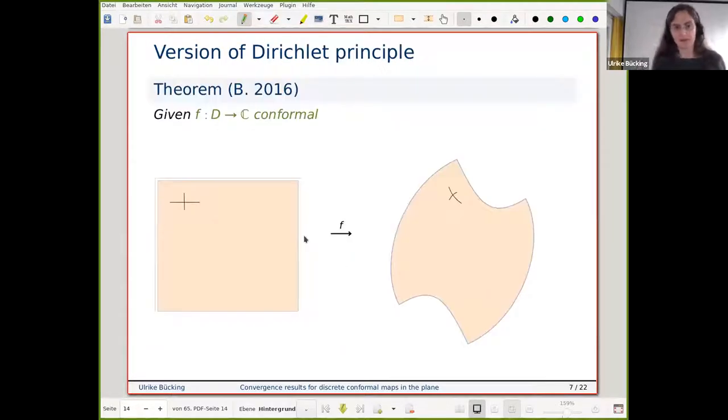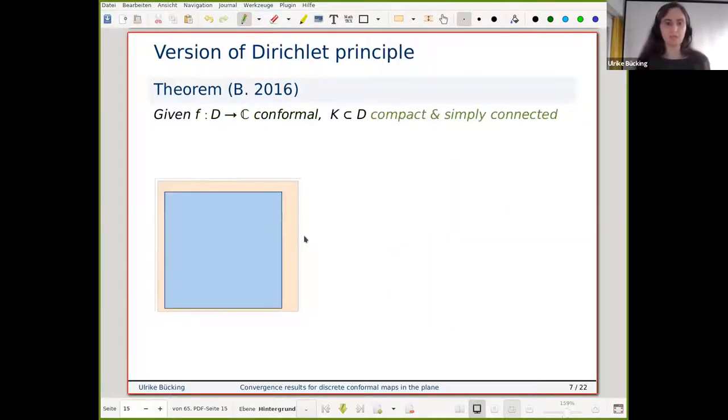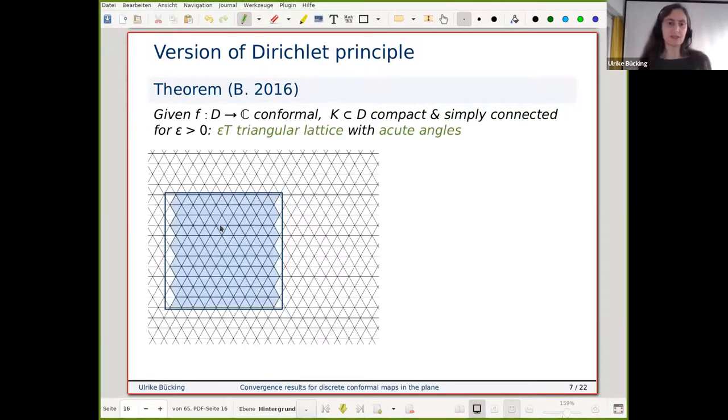So let's consider the theorem. I start with a given conformal map. Then I choose some compact and simply connected region in its domain. This is just where we want to approximate our conformal map. And then, of course, as I told you, I have to discretize in the complex plane. Now, for discretization, I will be very happy with a very regular one, which is a triangular lattice. And I only take those which have acute angles, and this guarantees that we are Delaunay. So they are really nice triangles all over.